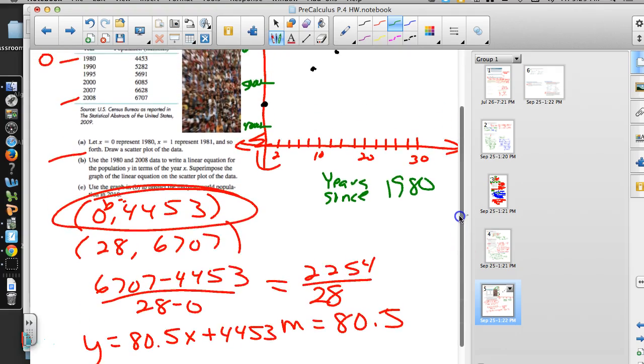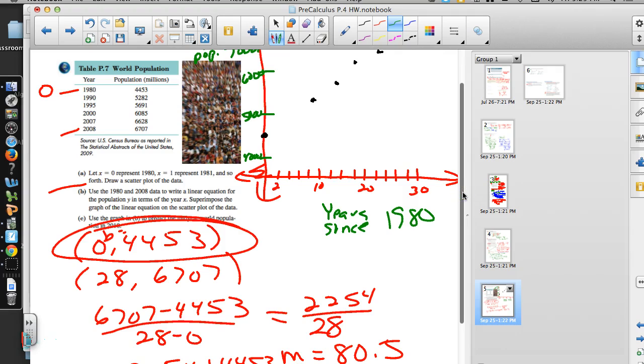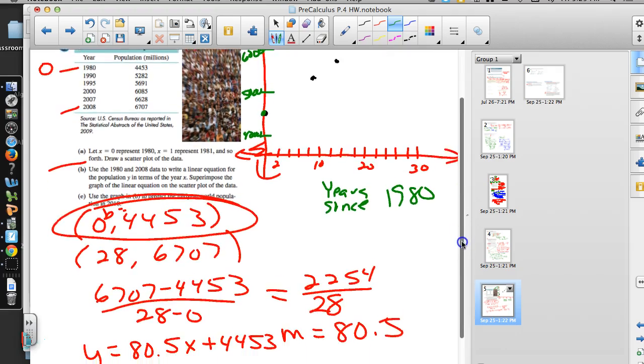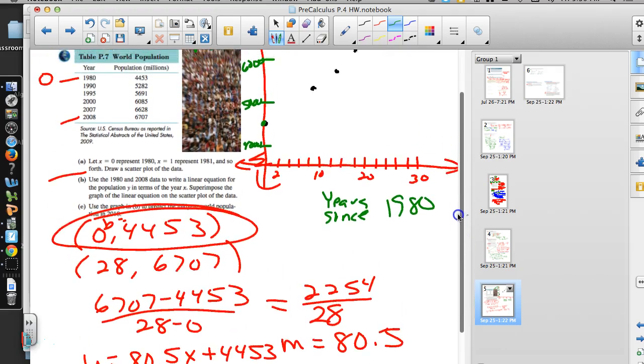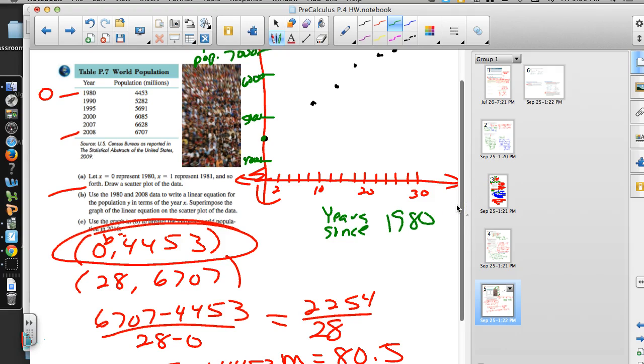go up to about 4,453, which is right here. And then we would use our slope to go up approximately 80.5. So if we just do a little quick rounding here and say, all right, this would be the same as, let's use 4,500. So if we say it's 4,500 and then we increase it by 80, we'd be at about 4,580. So up approximately 80.5 and over 1.